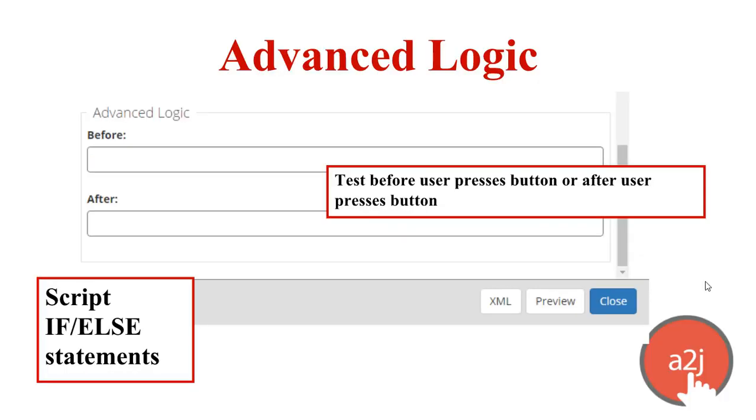The next topic to talk about in this video 4 is advanced logic. We've already covered the basics of advanced logic in video 2 when I introduced you to the A2J Author software, but we'll talk a little bit more about what logic can do and how it works within A2J Author. If you'll remember, you write logic scripts in either the before or after box in the question design window on the pages tab. This tells A2J Author to test whatever logic scripts you write either before the user presses the button, so before they see the question even, or after the user presses the button.